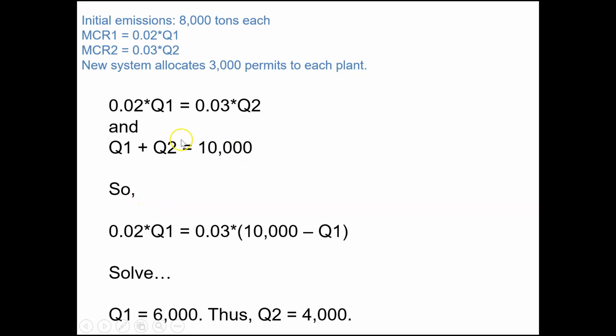Just plugging in. So what I've done here is I've solved the second equation for Q2. I know that Q2 has to equal 10,000 minus Q1, and I've plugged that into the first equation. So now I have that 0.02 Q1 equals 0.03 times (10,000 minus Q1). And I can just do a little algebra, solve that for Q1, and I would get that Q1 equals 6,000. And therefore Q2 must equal 4,000 because our total emissions reduction is 10,000, right? So Q1 plus Q2 equals 10,000.